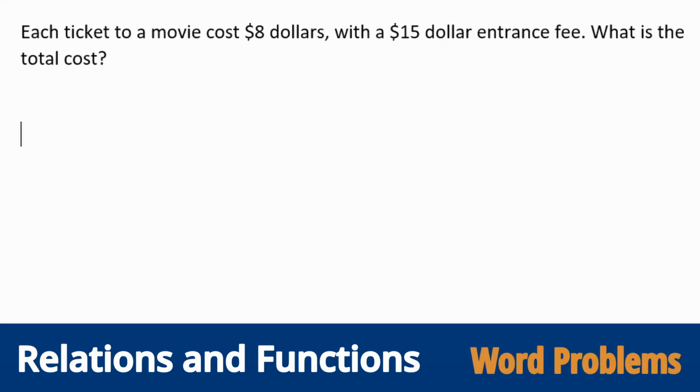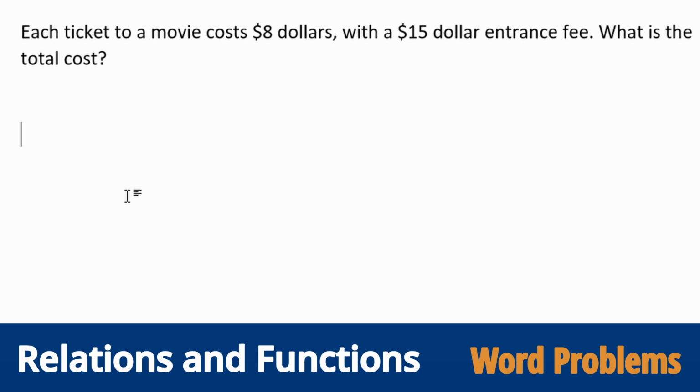Now let's quickly do one word problem and then we'll finish this out. Each ticket to a movie costs $8 with a $5 entrance fee. What is the total cost? Well, the total cost is going to be our range. So we're going to do c of x. So that's our function. Now that's going to equal 8, but each ticket to the movie costs $8, so we're going to have to multiply $8 by the number of tickets that we're going to buy. Now there's a $5 entrance fee, so we're going to have to add $5 to this function.